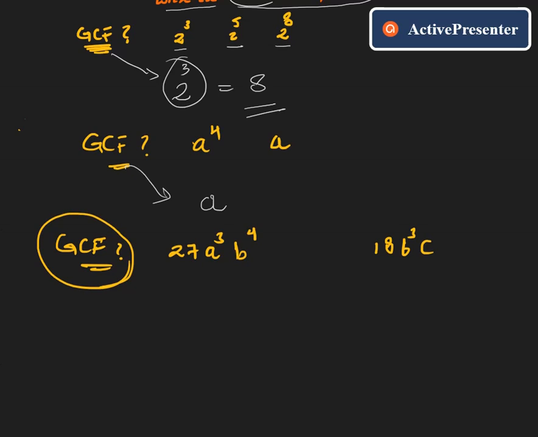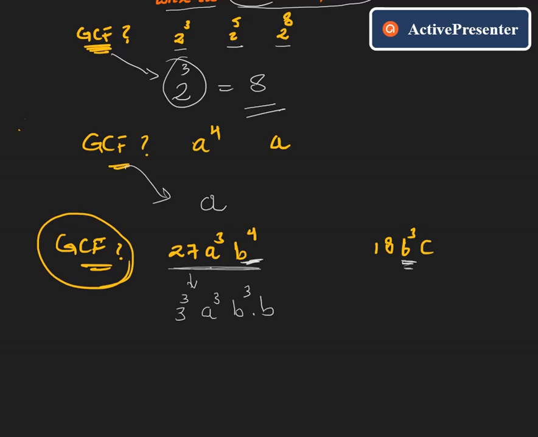We will see together how we can get the greatest common factor. Well, you see this first. We want to decompose it into prime factors. This can be written as 3 to the power 3 multiplied by a cubed multiplied by b to the power 4, and here I will write b to the power 3 multiplied by b.